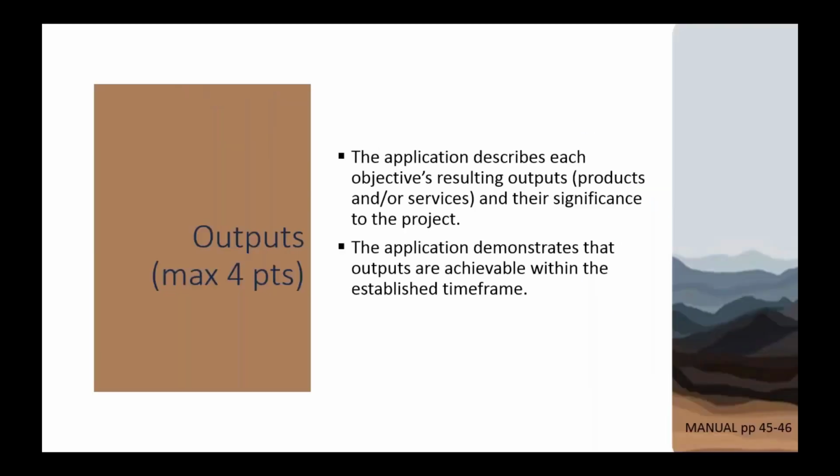Okay, so now we're moving on to outputs. The output subcriterion is worth a maximum of 4 points and can be found on page 45 and 46 of the training manual. The outputs are the benchmarks showing progression of the project's implementation. They are the products and the services that are directly tied to the accomplishments of your milestone activities. In this section, you are asked to identify the outputs, relate their significance to the project, and detail how they are achievable within the stated timeframes.